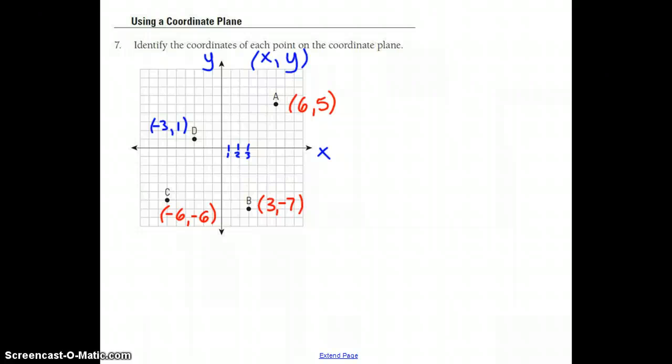Using the coordinate plane, so there's a few key things to remember with this. X is this axis, Y is this axis. You always write coordinates as X, comma, Y. So here we have point A. Point A is 1, 2, 3, 4, 5, 6 units over on the x-axis, and that's a positive 6, because this would be towards the plus. And then 1, 2, 3, 4, 5 units up, so it's a positive 5. Find the other coordinates and make sure they match mine.